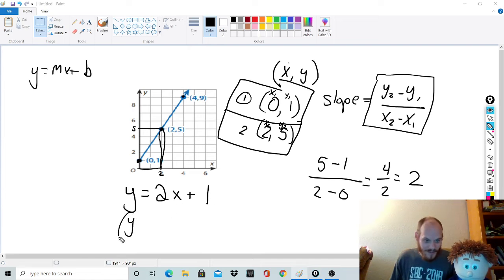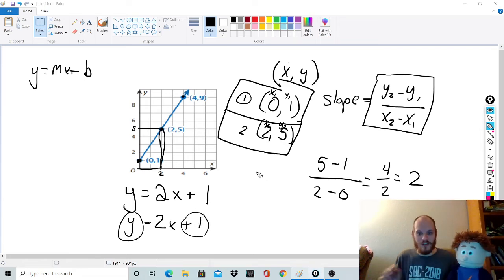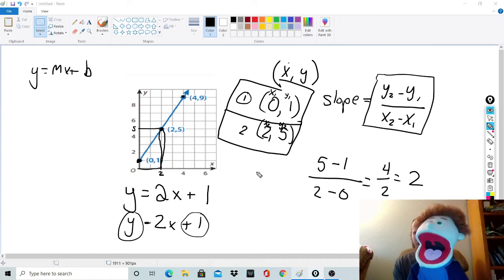Where y is just a variable of any y. We'll talk about that in another video. 2 is your slope. Good. And then my x plus 1. I'm just writing it again. So this is where it crosses. Ah, that's kind of easy. It is. Just remember, what do you have to memorize? y2 minus y1 over x2 minus x1.